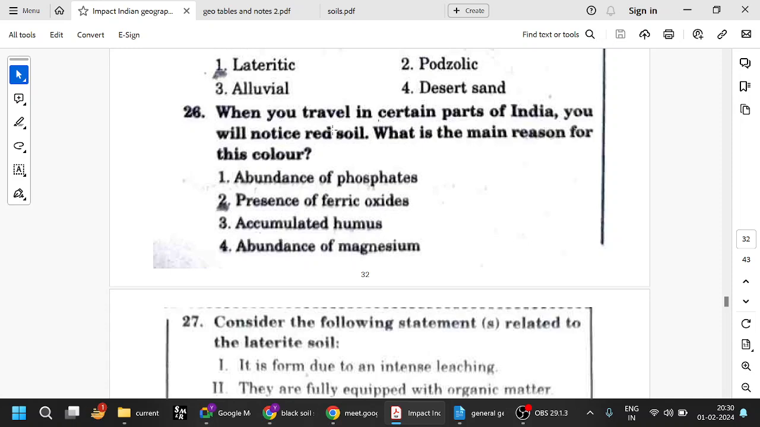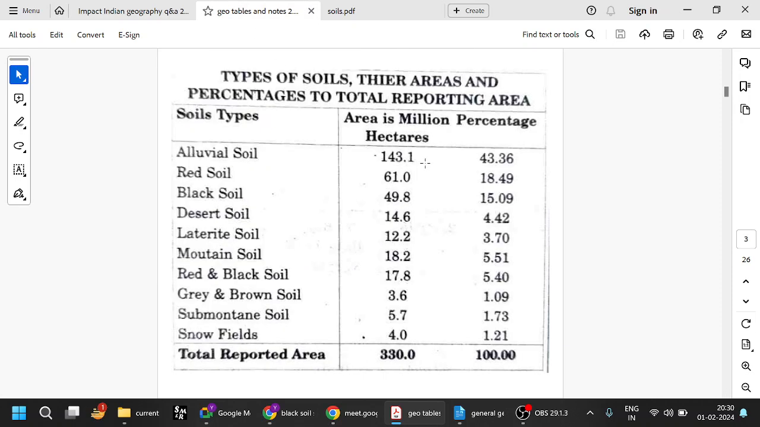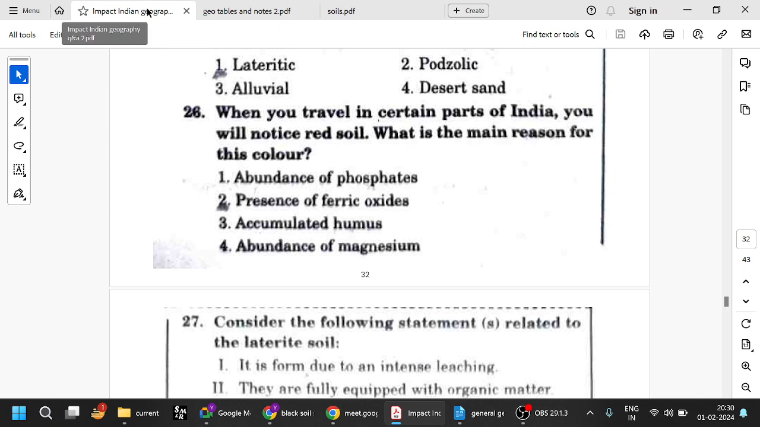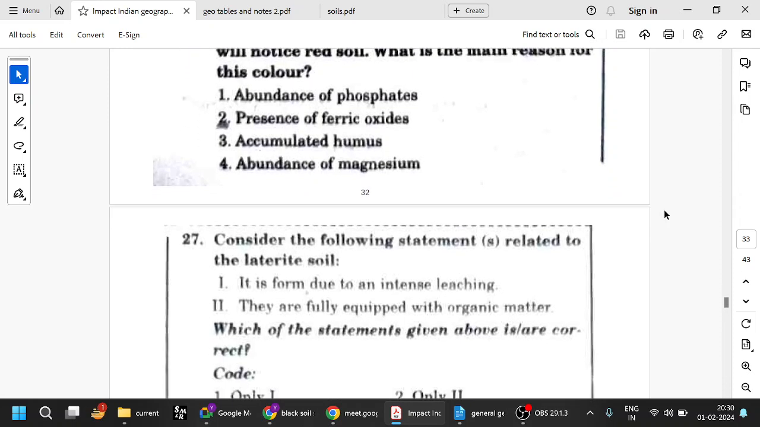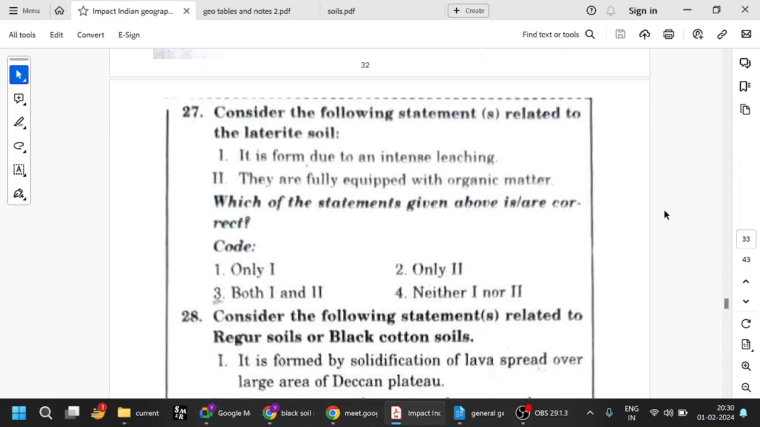So red soils are the second most abundant. How much did we see? Most abundant is alluvial soils at 43, second most abundant is 18. But in Andhra, red soils are the highest. In Andhra, red soils form around 65% or so, and because of ferric oxides, they are red in color. Ferric oxide is also what you find in the rusting of iron. So rust is also red in color, right? So you can relate like that.